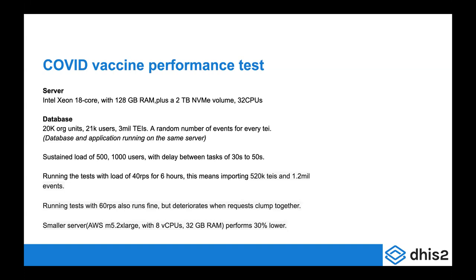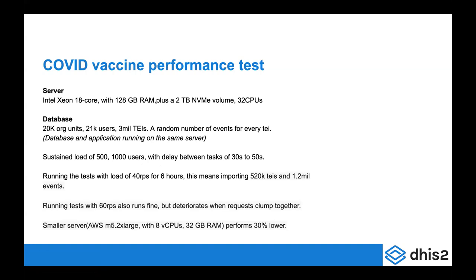It's worth mentioning for those in the room that in this case, the database and application were running on the same server. And in a Tracker setup, it's much more common to have a database server and an application server separate. This is something to mention. In this setup, we were running a sustained load of between 500 and 10,000 users, delaying 30 to 50 seconds on the calls, which means that it was running 40 requests per second for 6 hours.